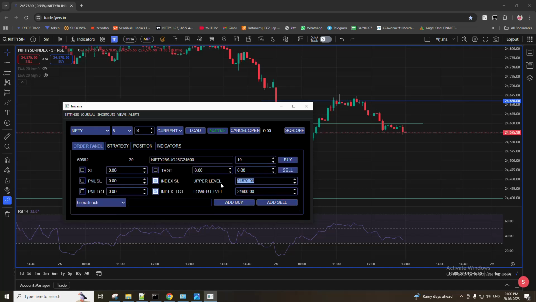Sorry, upper level should be 24600 and lower level should be 24570. Because it's a CE order, you should place your SL level on the lower level only.